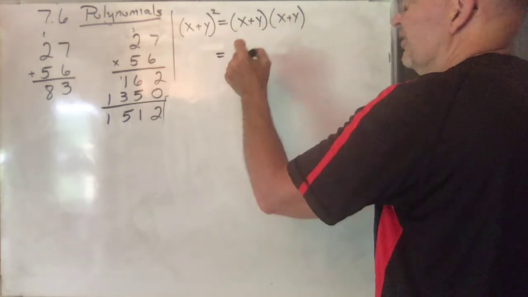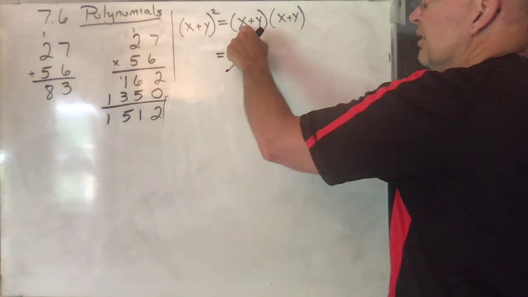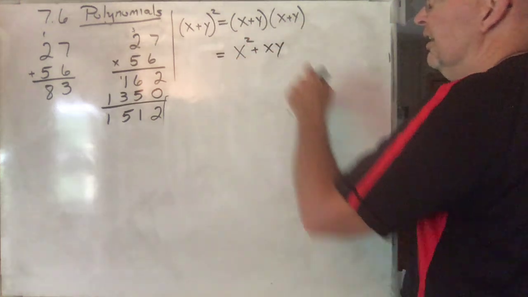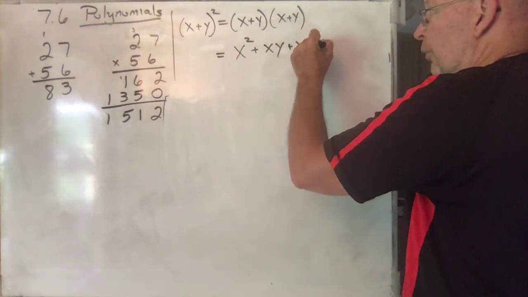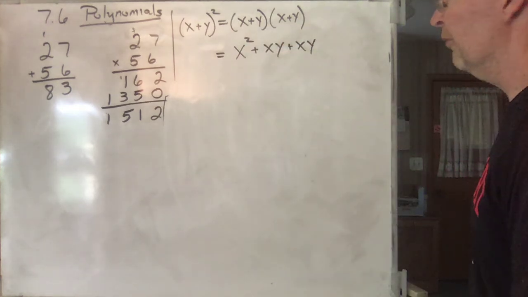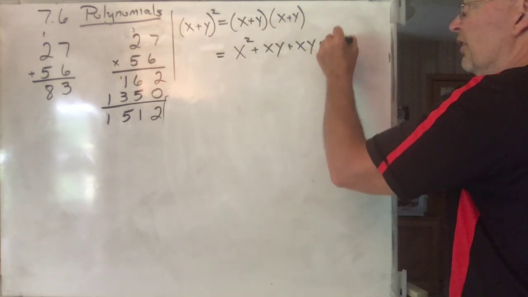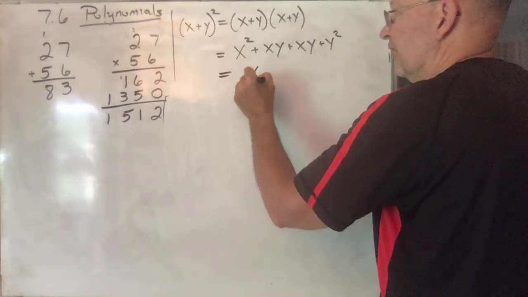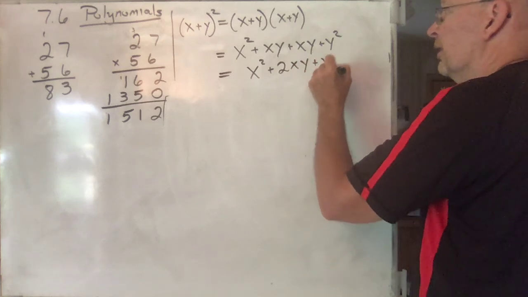First is going to be x times x, which is x squared. Outer is going to be x times y. Inner is going to be y times x, but y times x is the same as x times y. Might as well write it in alphabetical order. And then finally, y times y is y squared. And so if I add these two together, I'm going to get x squared plus 2xy plus y squared.